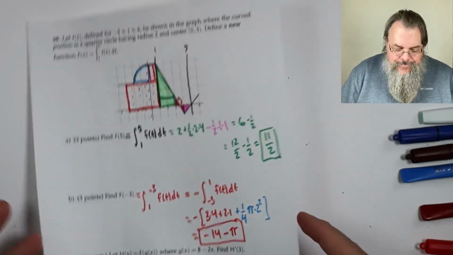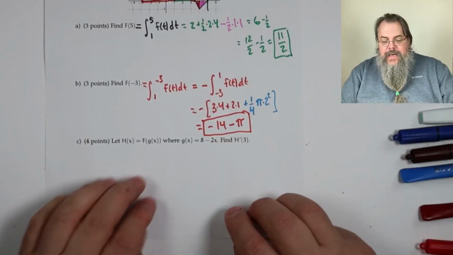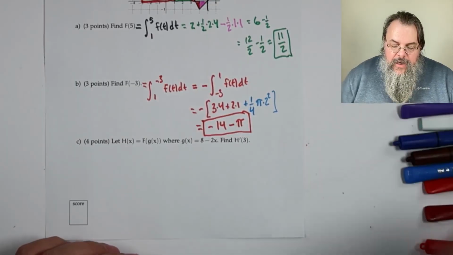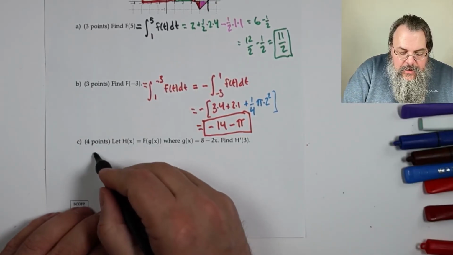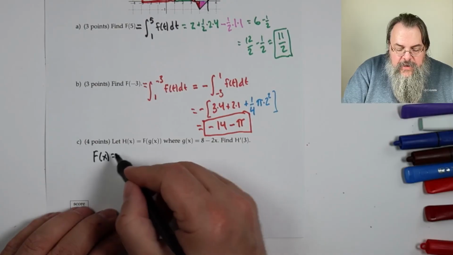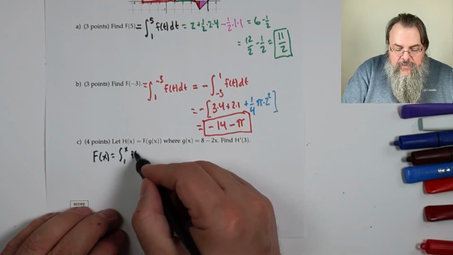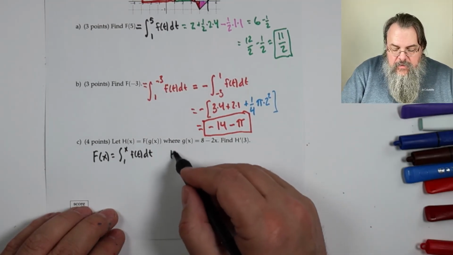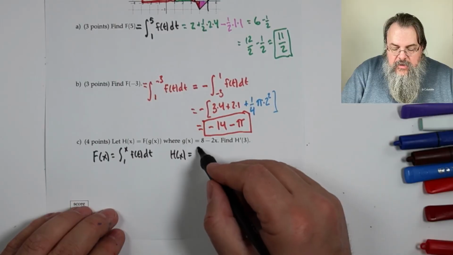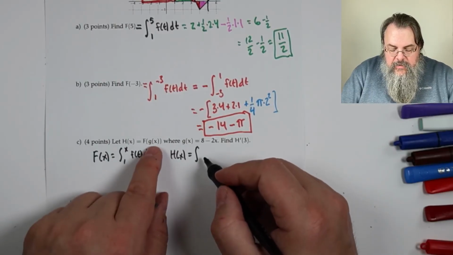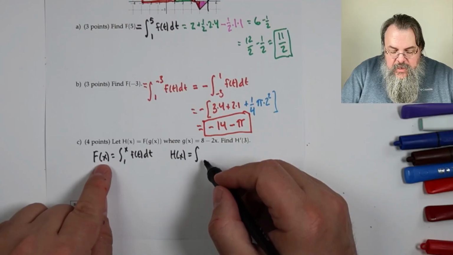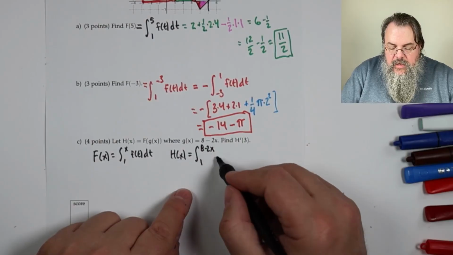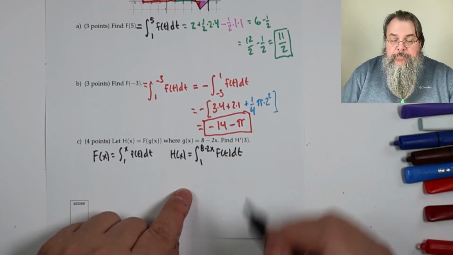Last part, C. Let h of x equal f of g of x, where g of x is 8 minus 2x. So recall, because it's off the screen, I'm going to rewrite it. F of x is the integral from 1 to x of f of t dt. So h of x, that's our integral, because that's f of g of x. So wherever we see an x, we're going to put in g of x. 1 to 8 minus 2x, f of t dt.